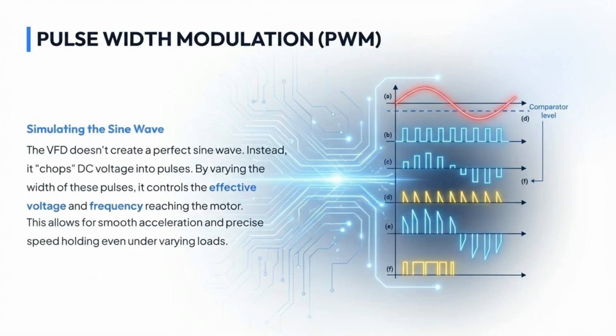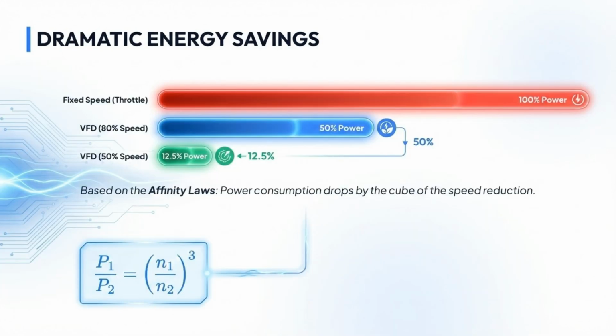Pulse width modulation, or PWM, simulates a sine wave. The VFD chops the DC voltage into pulses. By varying the width of these pulses, it controls the effective voltage and frequency, allowing for smooth acceleration and precise speed control. VFDs offer dramatic energy savings.